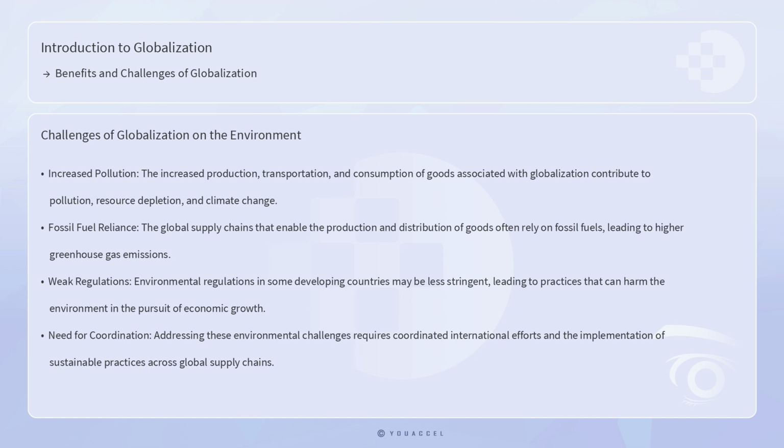Environmental degradation is a further significant challenge posed by globalization. The increased production, transportation, and consumption of goods associated with globalization contribute to pollution, resource depletion, and climate change. The global supply chains that enable the production and distribution of goods often rely on fossil fuels, leading to higher greenhouse gas emissions. Moreover, the environmental regulations in some developing countries may be less stringent, leading to practices that can harm the environment in the pursuit of economic growth. Addressing these environmental challenges requires coordinated international efforts and the implementation of sustainable practices across global supply chains.